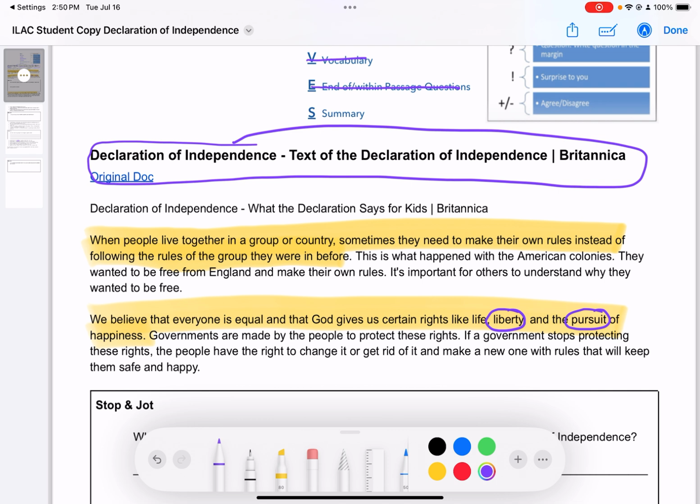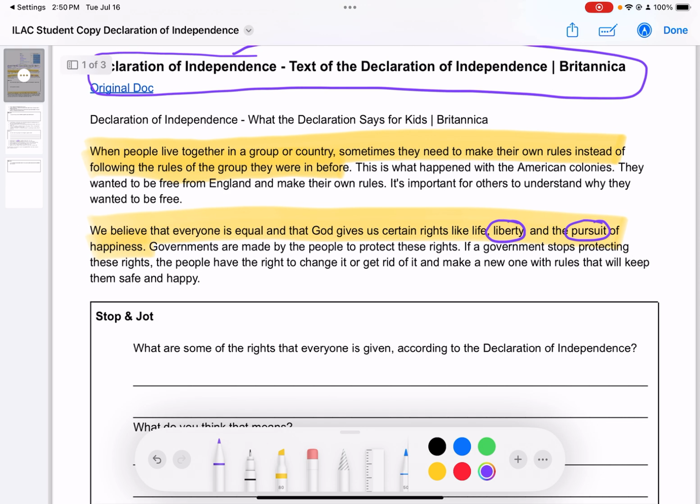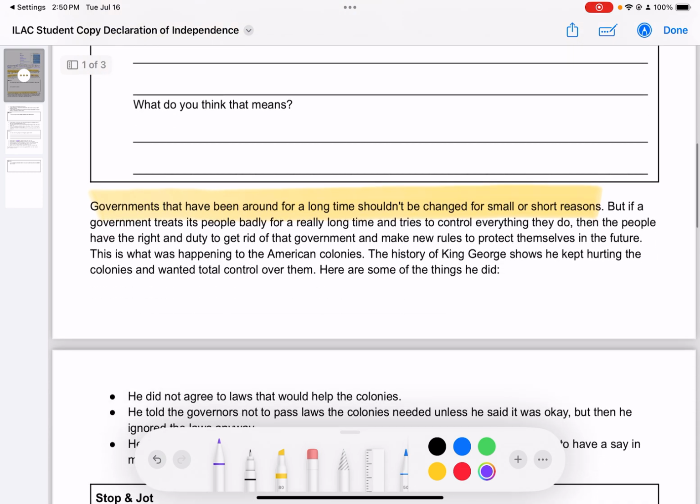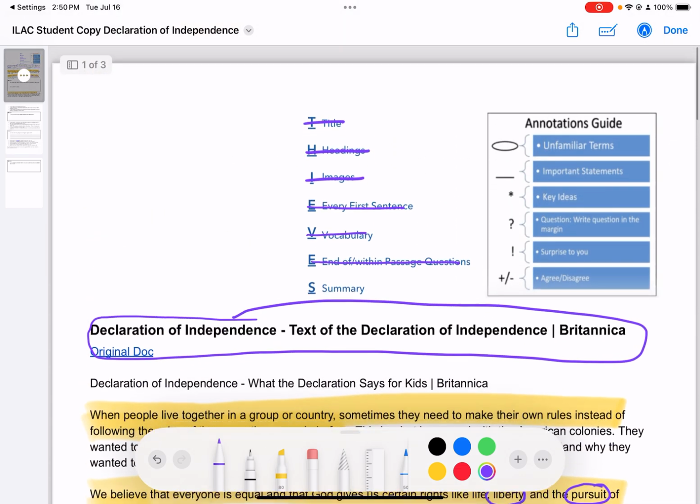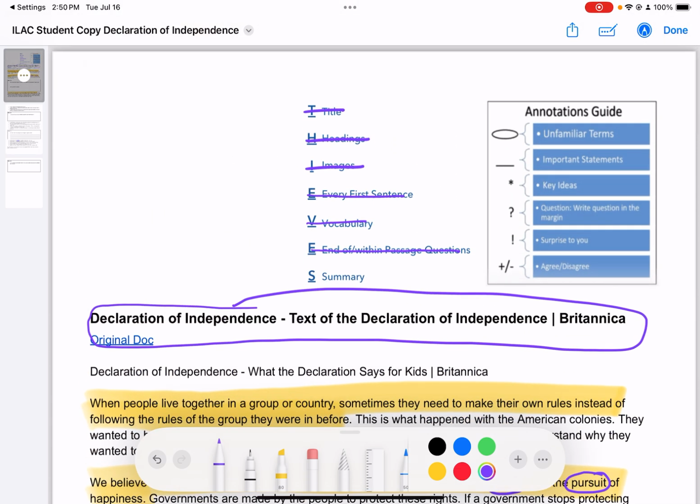So when people live together in a group or country, sometimes they need to make their own rules instead of following the rules of the group that they were in before. Everyone is equal. Governments have been around for a long time, shouldn't be changed for small or big reasons. So because of that information that I've gathered, and I know this word independence means that you are independent from other people, right? You are alone, or you're apart, set apart.